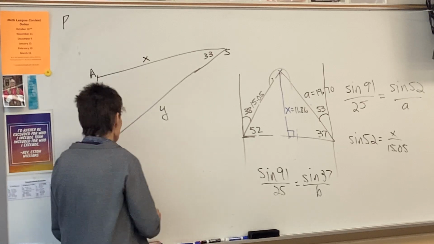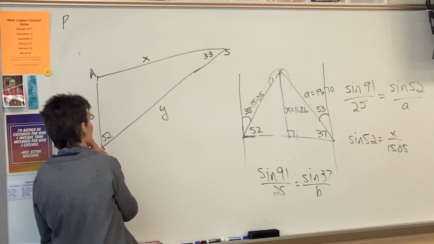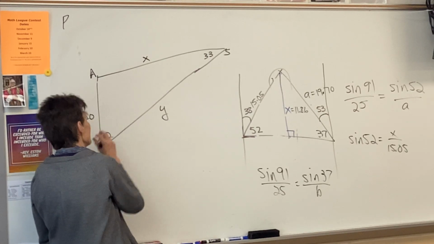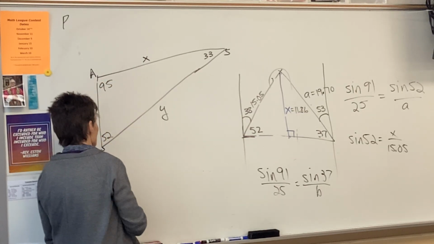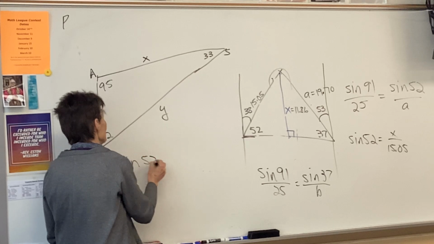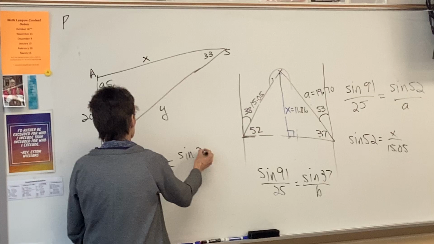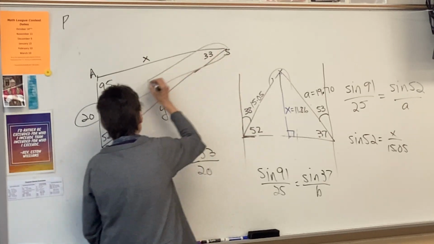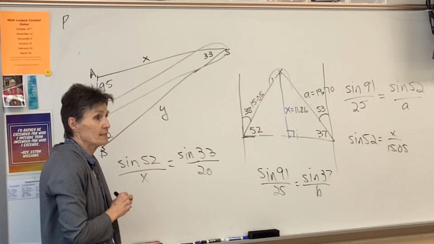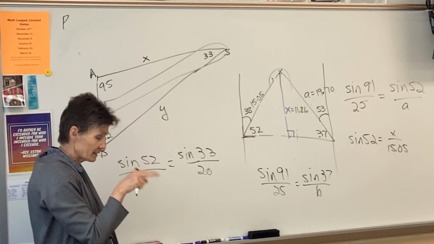Okay, so what's it gonna look like? First of all, 52 and 33 make 85, so this is 95. So sine 52 over x equals sine 33 over 20. This right here is your key, folks. When you see that, you're gonna immediately do the law of sines.